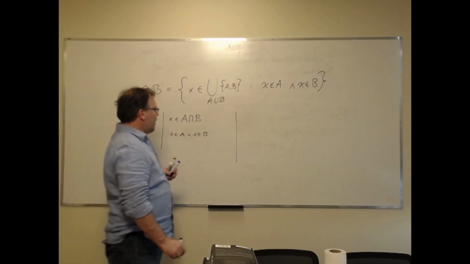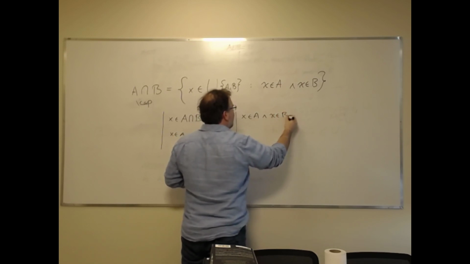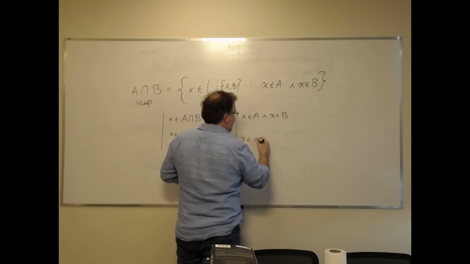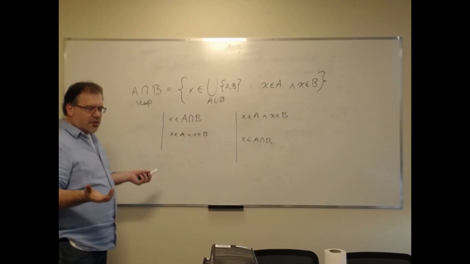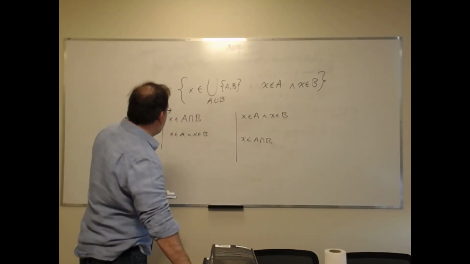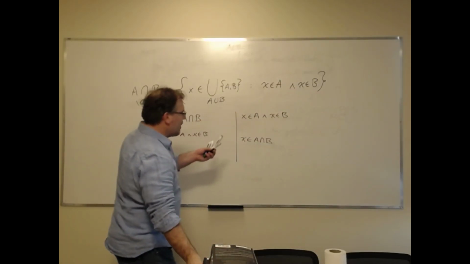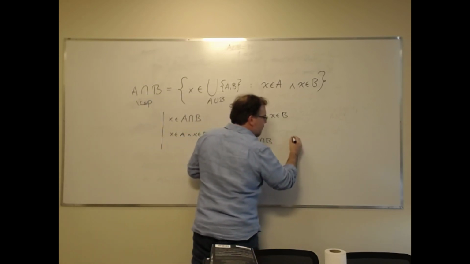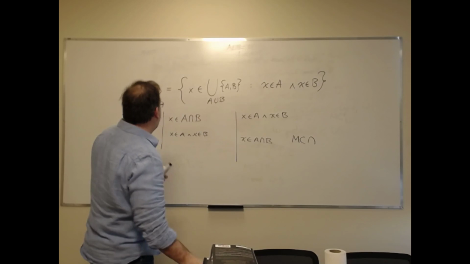Okay. We can flip things around. Suppose X is in A and X is in B. It follows that X is in A intersection B. So that's just like you would expect, right? Given the membership condition, what is the name for those rules? Membership condition for intersection. Both of them.